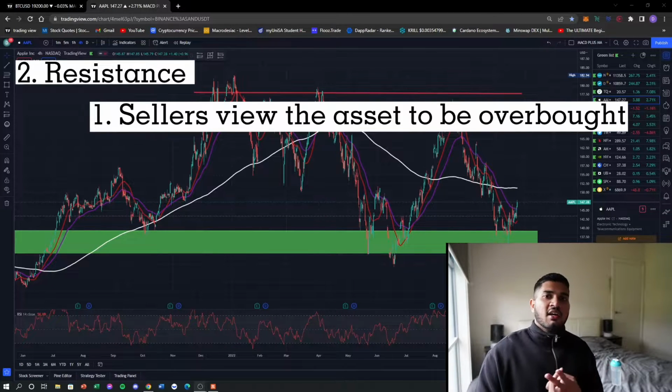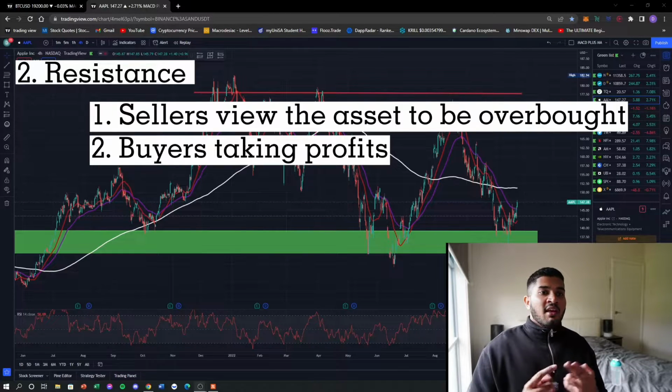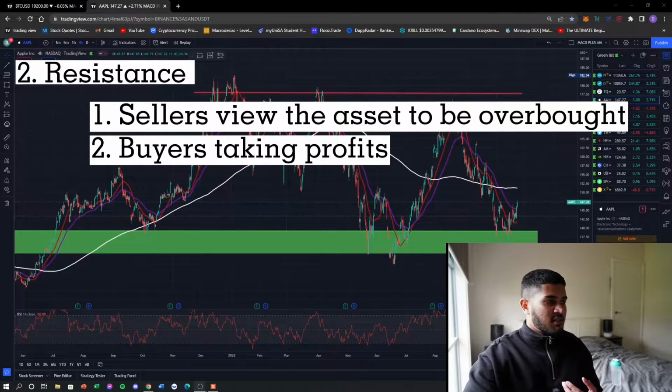Another reason why an area of resistance could be formed is because, let's say I bought in at this range over here.